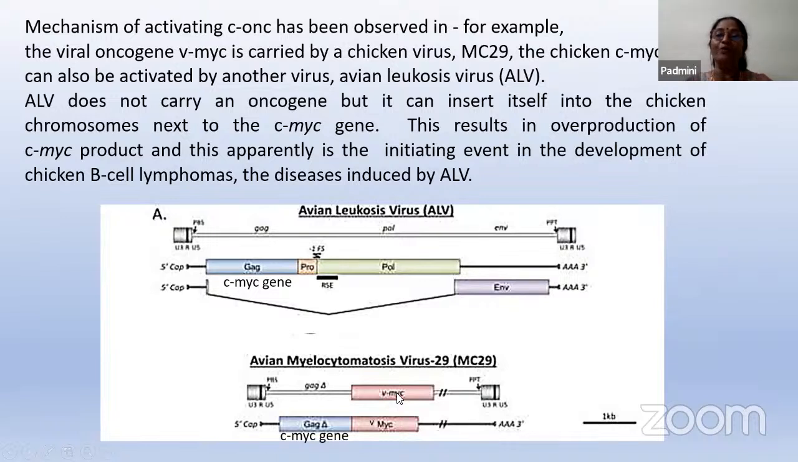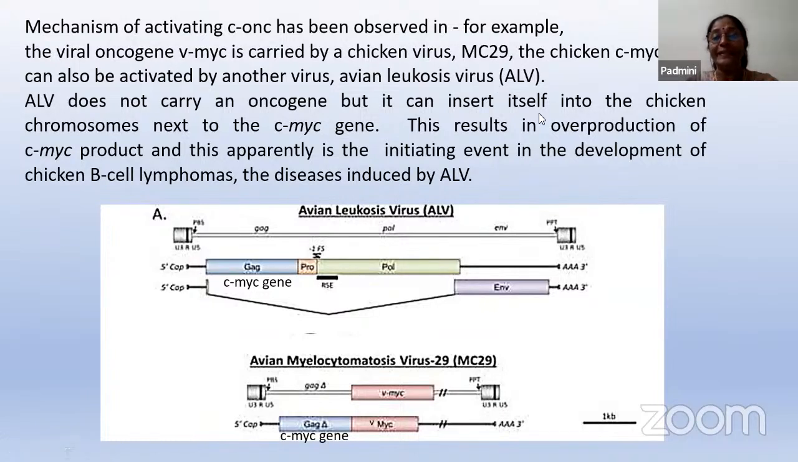The chicken c-MYC gene can also be activated by another virus called ALV, or avian leukosis virus. The c-MYC, cellular MYC, which is a proto-oncogene, can be activated to become an oncogene. Which one is that? Avian leukosis virus, the ALV virus, can lead to the proto-oncogene becoming an oncogene. So what is happening here? ALV as such does not carry an oncogene.